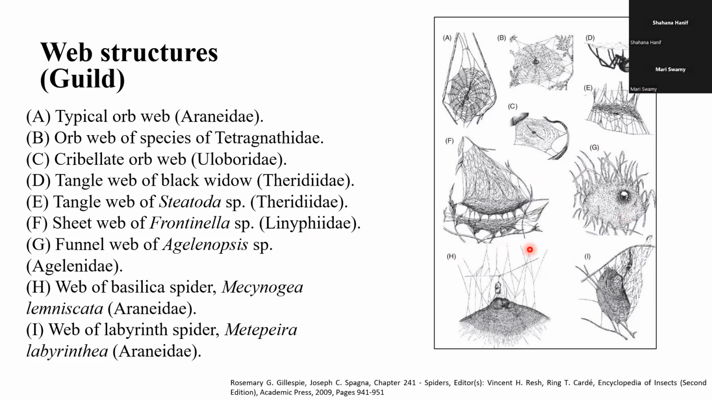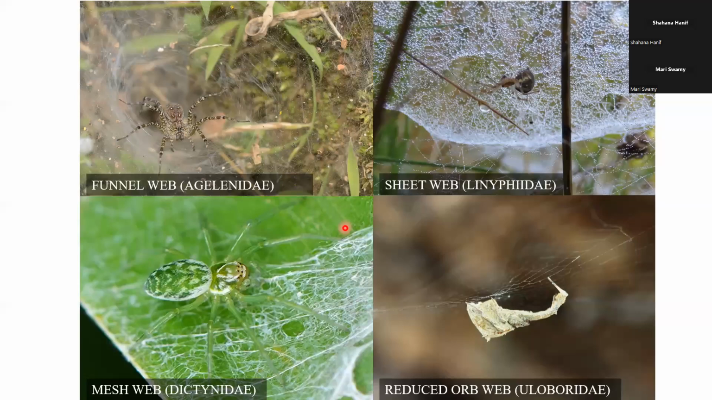And the Araneidae will build two or three kinds of webs. They will build orb webs, they will build this labyrinth kind of web, and they will also build this tent kind of web that I showed for Cyrtophora moluccensis and other Cyrtophora species also. They build tent webs. Here you can see one funnel web, an up-close picture. And this is a mess kind of web by Dictynidae. And this is Uloboridae's web. And this is a sheet web by Linyphiidae.